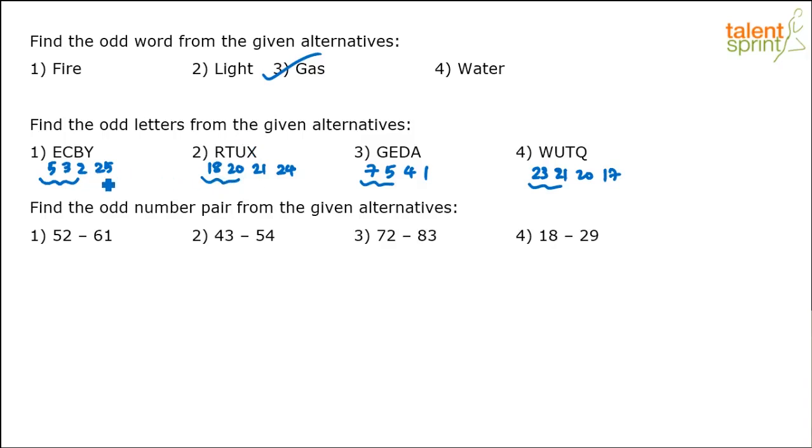But let's try and identify if there is any logic between the other two letters. Maybe that will help us come to a concrete decision. Here the difference was plus 2, this is minus 2, this is plus 2, and this is minus 2, plus 2. So option 2 looks to be the odd one, but let's see if that is correct. 20 minus 17 is plus 3, 4 minus 1 is again plus 3. 21 minus 24 is minus 3. And 2 minus 25.